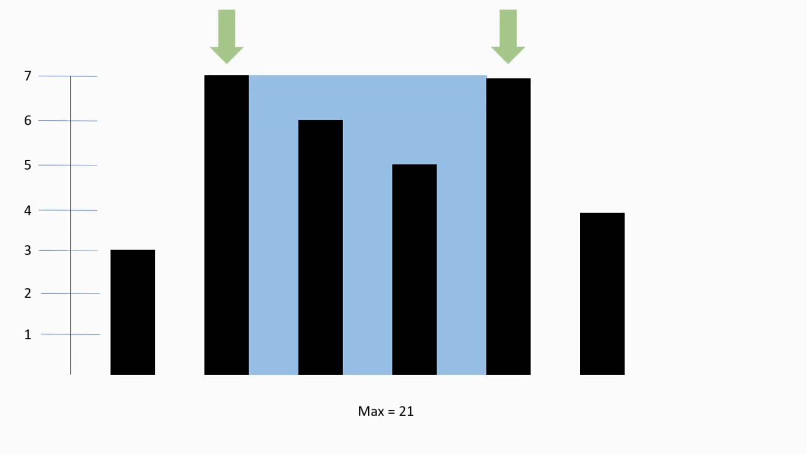Now we see both heights are equal, so you can choose any height to update. In this case, we choose the left side. For no reason, you could also choose the right side too. And now the left side is smaller, so we update it again. And still, the water trapped in between is not larger than the maximum.